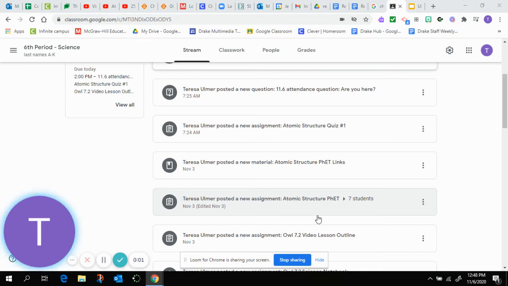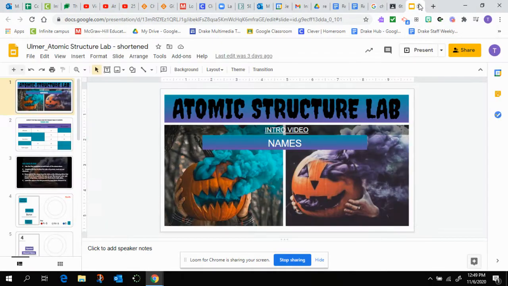If you weren't here or if you are 100% remote. So first of all, to do the atomic structure PhET, you're going to need the links. You could either get the links from here, or I'll show you where to get them within the lab. Okay, so we are completing the lab that is here. You guys are going to click on the assignment and open up your lab document.